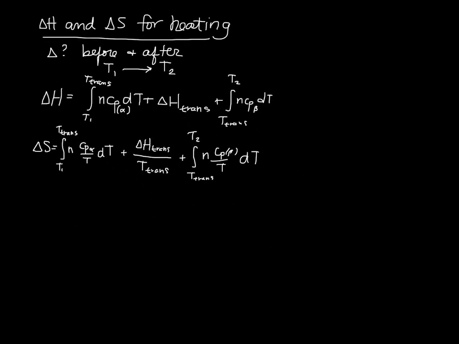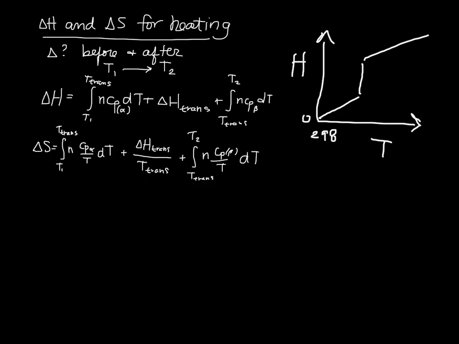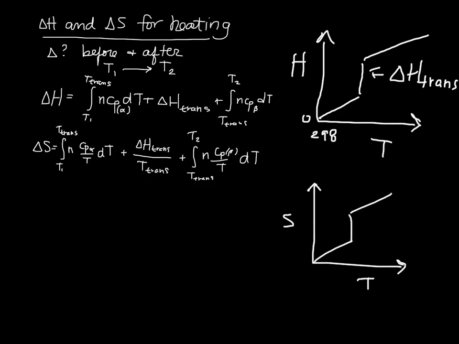In terms of how these look, just as a reminder, we plot H versus T. This is 0 at a reference temperature of 298. We might have some transformation here. So this could be due to melting or a solid-solid phase transformation. And enthalpy is increasing with increasing temperature, and we would have a similar plot if we were looking at entropy versus temperature with some kind of step in there. Okay, so that's delta H for heating.